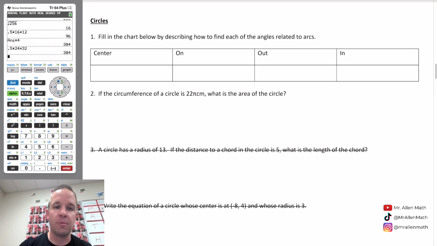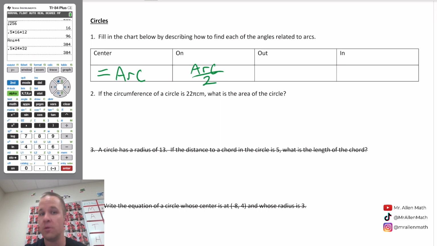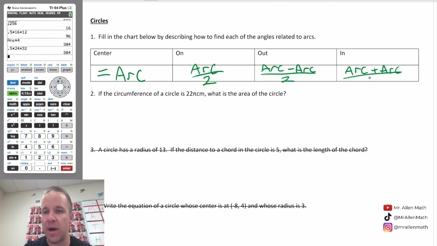All right, circles. We want to fill in the chart below by describing how you find each of the angles related to the arcs. So for the central angle, it is equal to the arc measure. The on angle is the arc divided by 2. The out angle is your arc minus the arc divided by 2. Now that would be your big arc minus your small arc divided by 2. And then our in angle is equal to the arc plus the arc divided by 2.